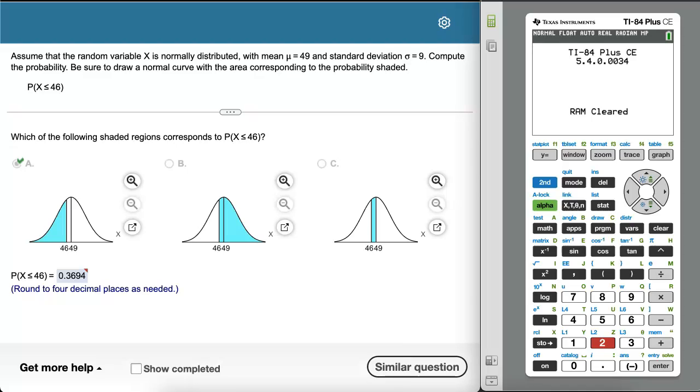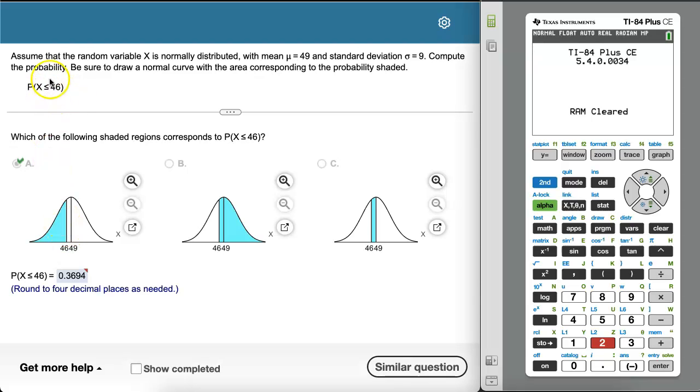For this example, you're asked to draw a standard normal curve with a given mean and standard deviation, and also to compute the probability that x is less than or equal to 46. So first of all, you've of course got the shape of the normal curve, that bell shape. Notice that the mean is marked here at the peak. If we come down that along the x-axis, that value here should be the mean, 49. 46, of course, is less than 49, so that's why you see it appear over here to the left.